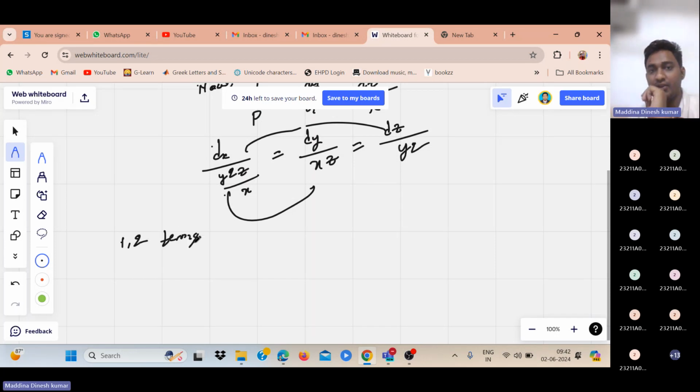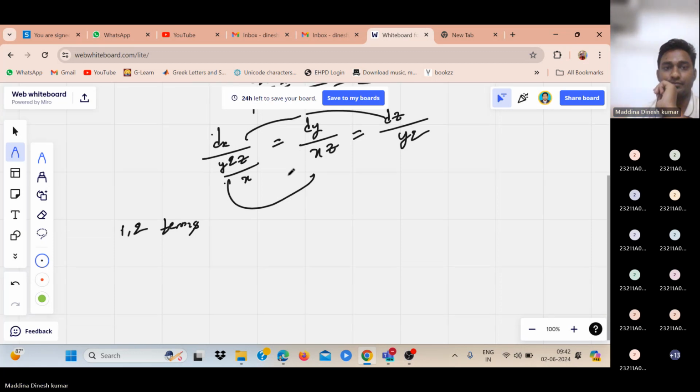We need to check before equating. If you equate these two fractions, the z terms need to vanish out. Here dx, dy is there, so only x and y terms need to remain. Then only we can equate these two. If you see here, z will vanish out and only x, y terms will remain. So that is why I am equating the first and second terms.